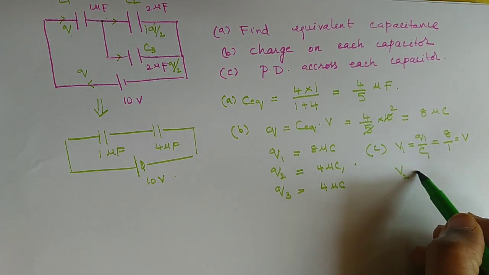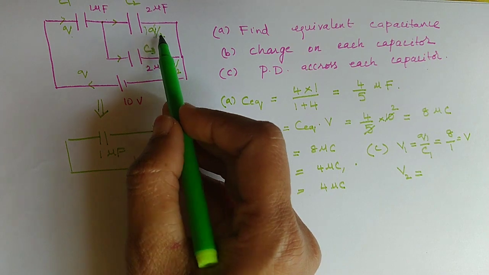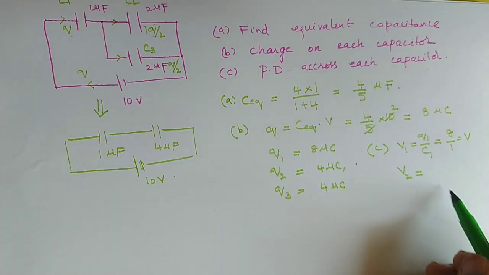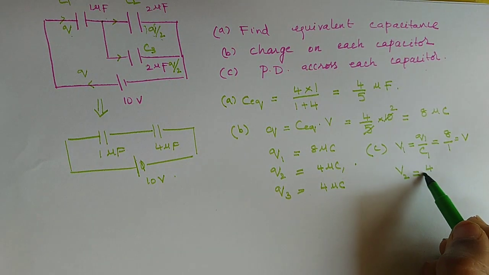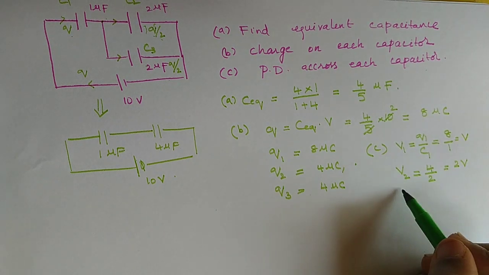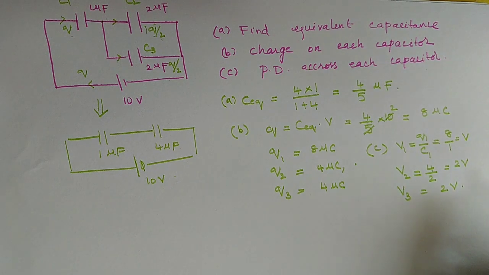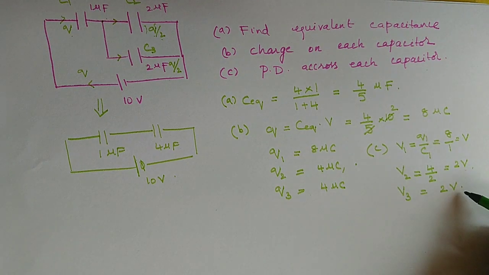Then V2, the voltage across the second capacitor. Charge is Q by 2, which is 4, and the capacitance is 2. So 4 divided by 2 will be 2 volt. And V3 also obviously will be 2 volts because they are in parallel combination. In parallel combination, voltage remains the same.